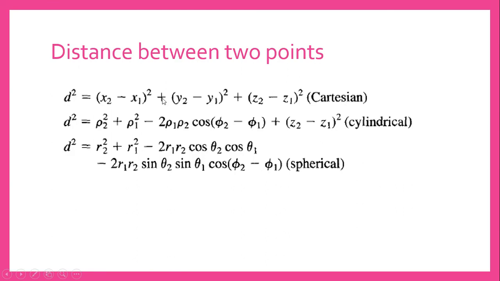And the distance between any two points can be found for the three coordinate systems. For Cartesian, it is x2 minus x1 the whole square plus y2 minus y1 the whole square plus z2 minus z1 the whole square. For the cylindrical system, it is rho2 square plus rho1 square, where rho is the radius, minus 2 rho1 rho2 cos of phi2 minus phi1, plus the other one, z2 minus z1 the whole square. For the spherical system, it is r2 square plus r1 square minus 2 r1 r2 cos theta2 cos theta1 minus 2 r1 r2 sin theta2 sin theta1 cos of phi2 minus phi1.